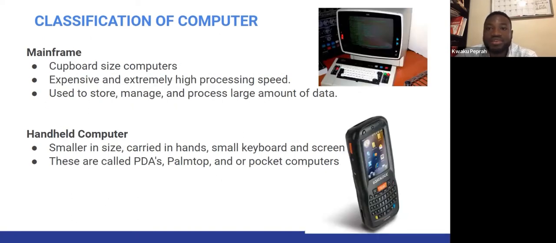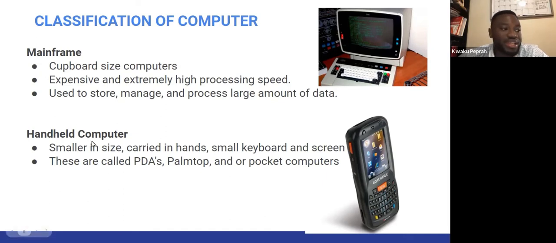So another class of computer is the mainframe, which is the cardboard-sized computer, expensive and extremely high processing speed. It's used for storage, managing, and processing large amounts of data. As you can see here, that's an example of a mainframe computer.